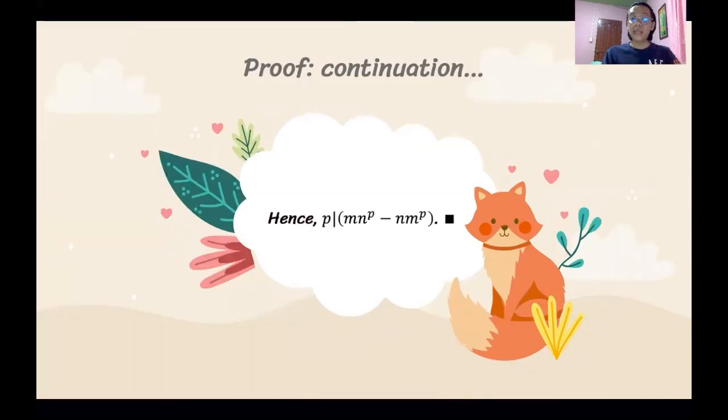Hence, P divides the quantity m times n raised to P minus n times m raised to P. Now, this is my proof of this item. I hope that I did justice to the proof of the item.